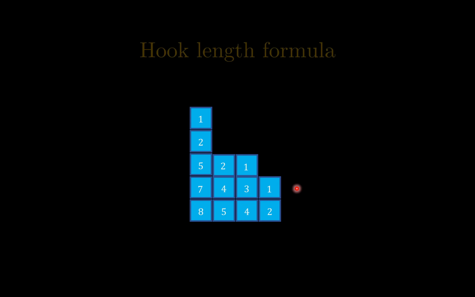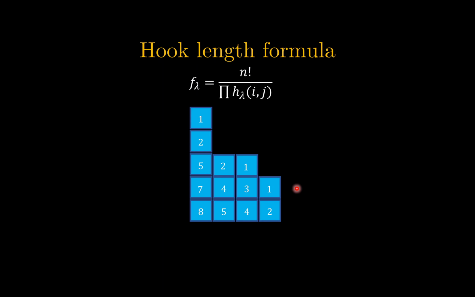The surprising thing is that there is a formula relating the hook length and the number of valid Young tableaux. So the hook length formula tells us that the number of valid Young tableaux is given by n factorial divided by the product of all the hook lengths across all the cells. In this case, for example, there are 13 cells. So the formula tells us that the number of valid Young tableaux is 13 factorial divided by the product of all these hook lengths denoted over here. So this evaluates to 11,583.